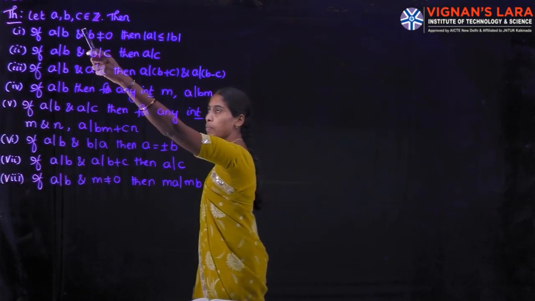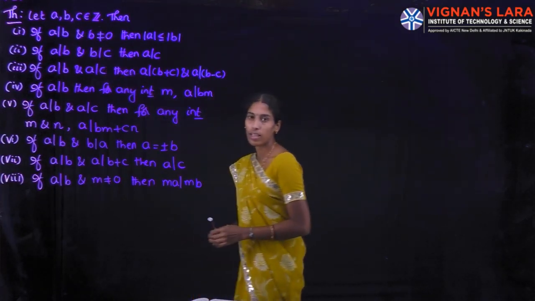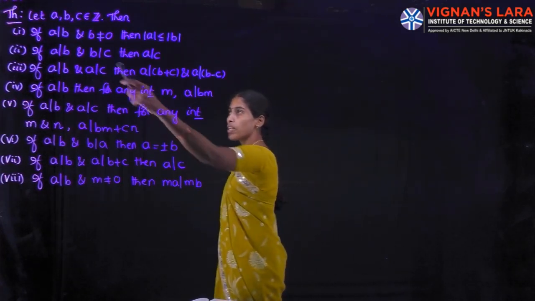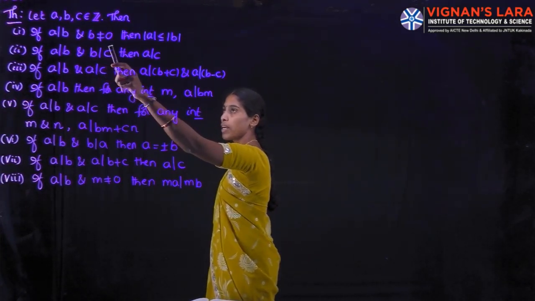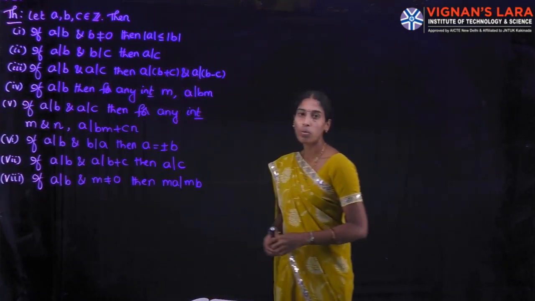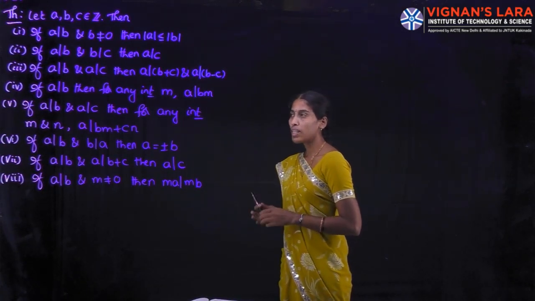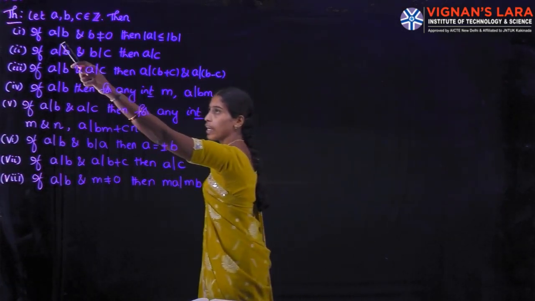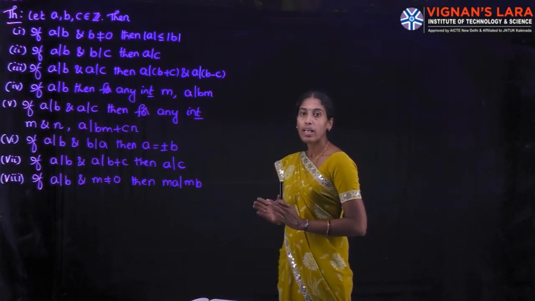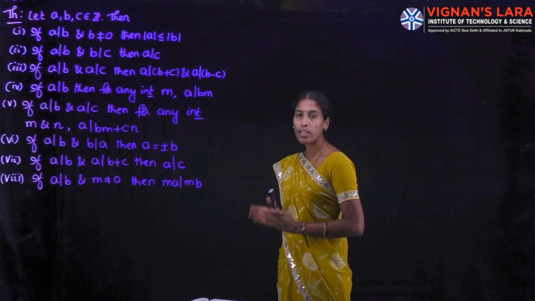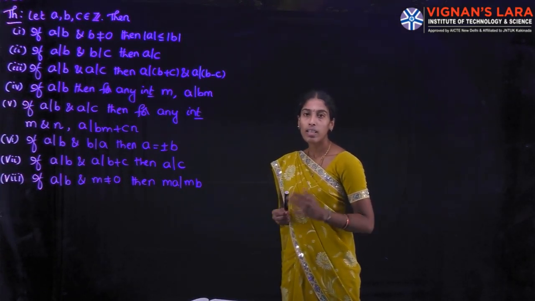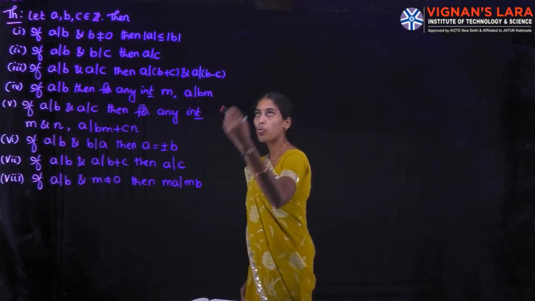See the first one, like A, B, C are integers, right? So belongs to Z means A, B, C are integers. Then what is the first one? If A divides B and B not equal to 0, then modulus of A is less than or equal to modulus of B. Already I said clearly, whenever we write A divides B, denominator value must be greater than the numerator value. Otherwise, in other words, we can say that numerator value is less than denominator value. Now we will see the proof of this one.